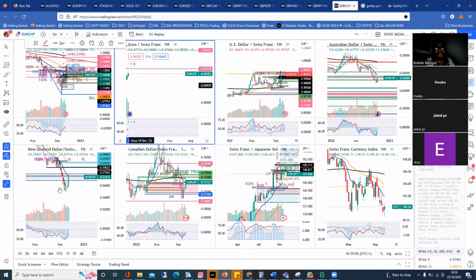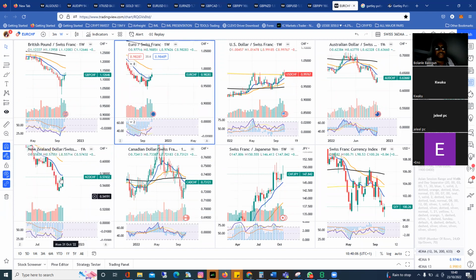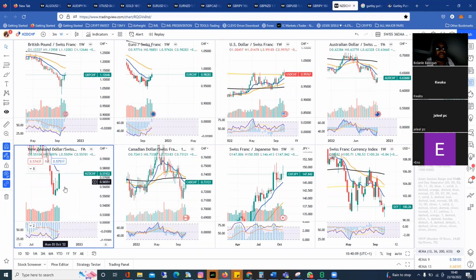But what is of interest to me last week is what I wanted to point out today. Last week when I was looking at this New Zealand Swiss, I can see that we have a week. This is last week anyway, so I'm talking about the week before.